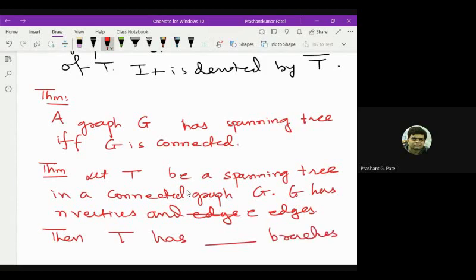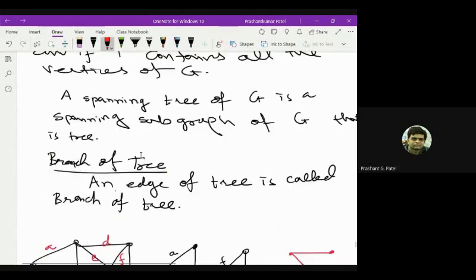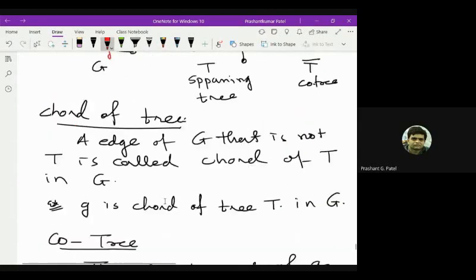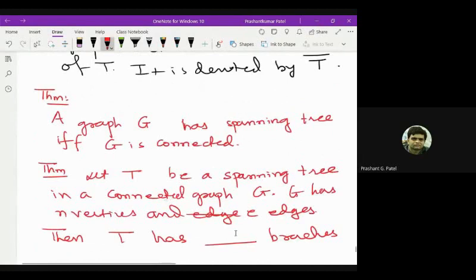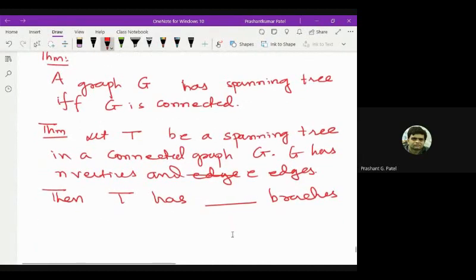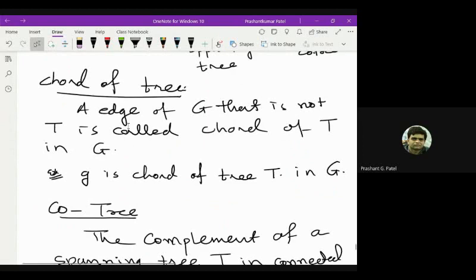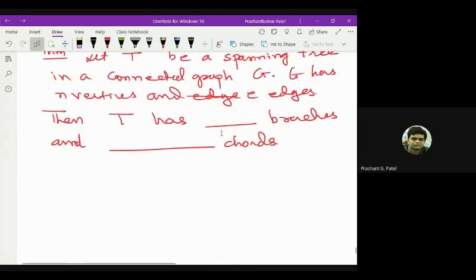What do you mean by branches? We have defined a branch of a tree T. A branch is nothing but an edge of T. So how many edges are there? And blank number of chords. We have defined a chord. A chord of a tree is an edge which does not exist in T. That is known as a chord. So can somebody fill these two blanks?